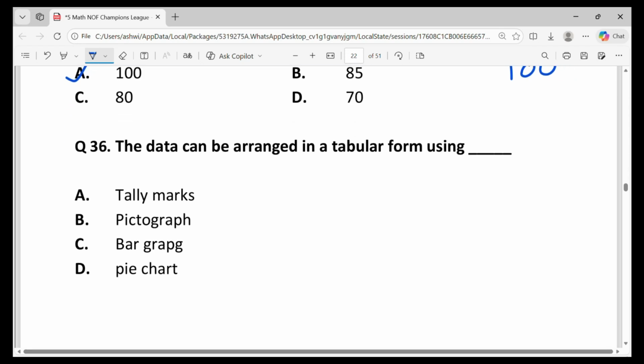Question 36. The data can be arranged in a tabular form using option A, tally marks. Tally marks are a form of numeral used for counting. They are used to record data as it is collected, typically in groups of 5, which can then be easily counted and represented in a tabular form. Pictographs, bar graphs, and pie charts are all visual representations of data that are typically created after the data has been collected and organized, usually in a table.